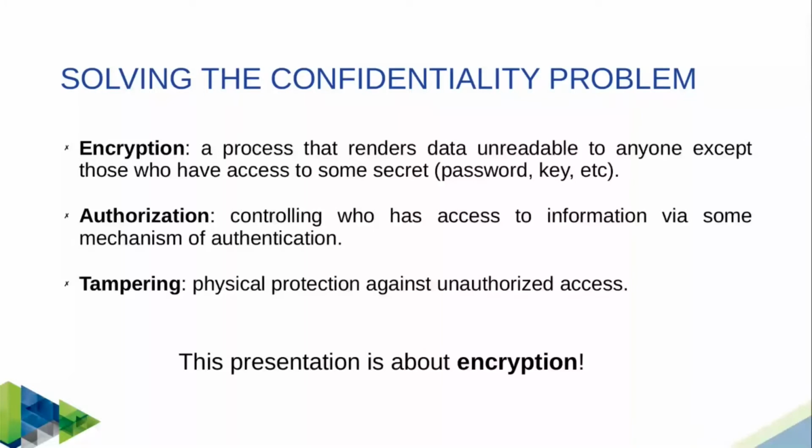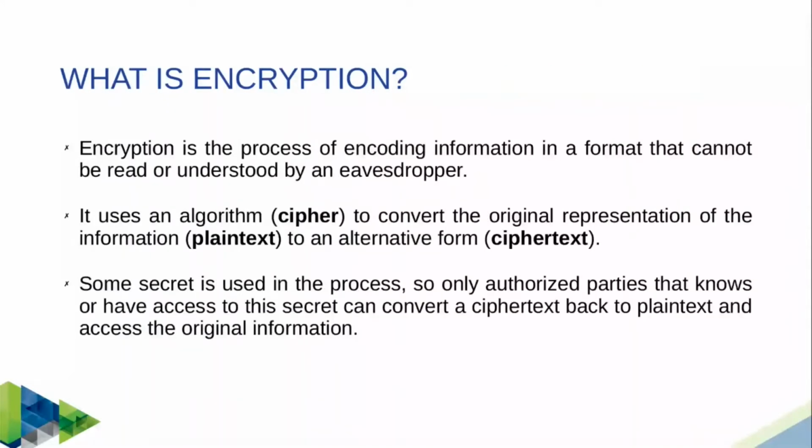And this talk is really about encryption. So what is encryption? Encryption is the process of encoding and decoding information. That's basically it. It has basically three main components. You have a cipher with some kind of secret. The cipher is the algorithm, and usually it is public. You know what the cipher is.